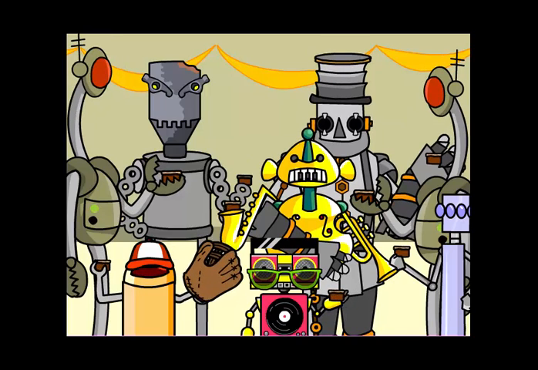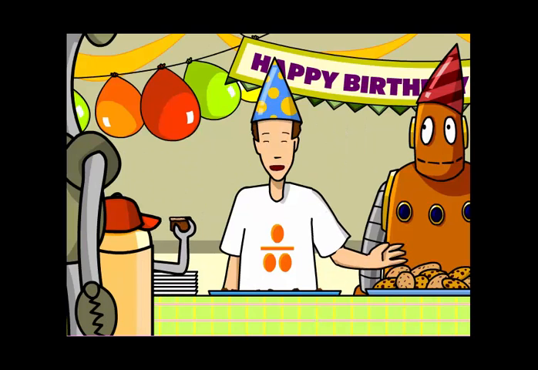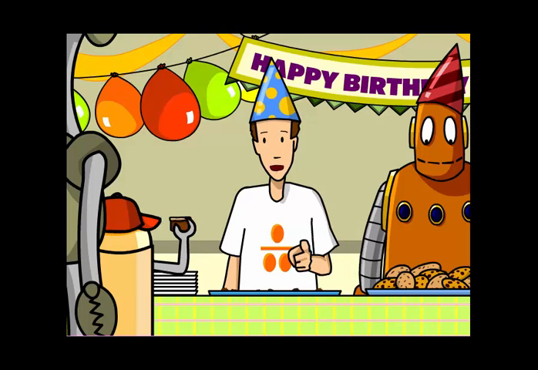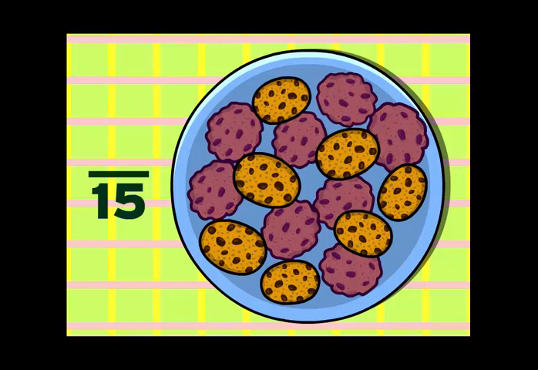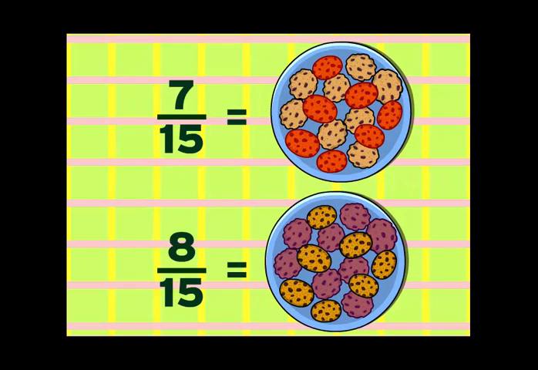Too small, huh? Okay, how about some cookies? Remember, we can also use fractions to talk about items in a group. Let's see, there are 15 cookies in the set, so that's our denominator. The cookies aren't all the same type. 7 are chocolate chip, and 8 are oatmeal raisin. Those are our numerators. So, 7/15 of the cookies are chocolate chip, and 8/15 are oatmeal raisin.